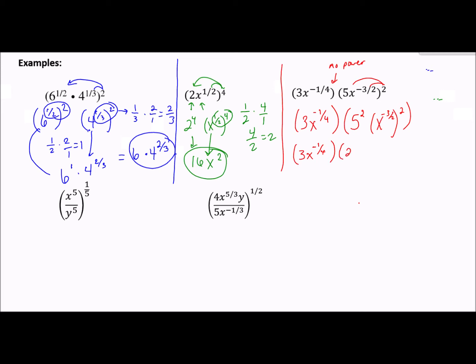5 squared, we can call that 25. And then this x, we've got an x, and there's 2 powers. So we're going to multiply those together. Negative 3/2 times 2. That becomes negative 6 over 2, or negative 3. So this guy now becomes x to the negative 3. Now, we've applied the sharing property and gave everybody the power, but now we've got 2 separate sets of exponents that we need to join together.